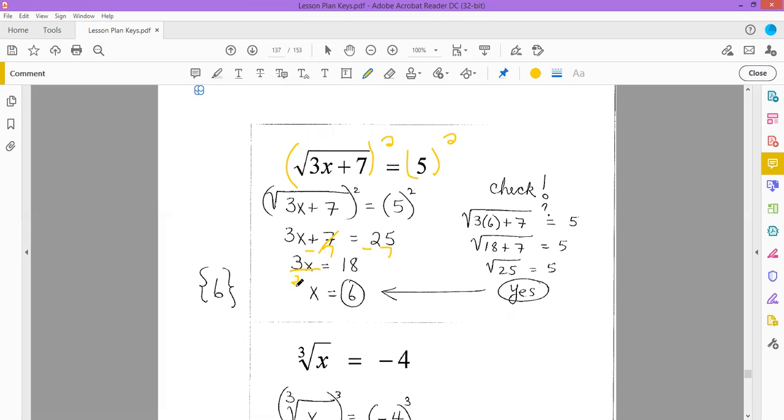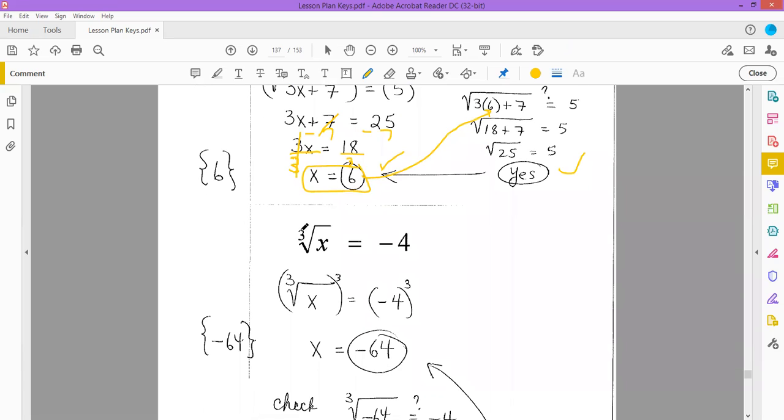We would divide both sides of this equation by 3. Now, when we do that, the 3s are going to cancel on the left, leaving x, and on the right side, 18 divided by 3 gives us 6. 6 is our solution. And of course, you can check your work. Go back and substitute 6 for x, and underneath that square root, you'll get 3 times 6, which is 18, plus 7, that gives you 25. You check it, take the square root of 25, you'll see that it does equal 5.